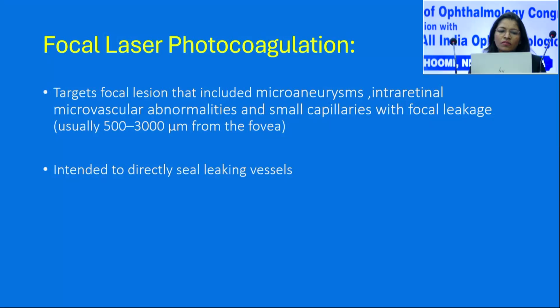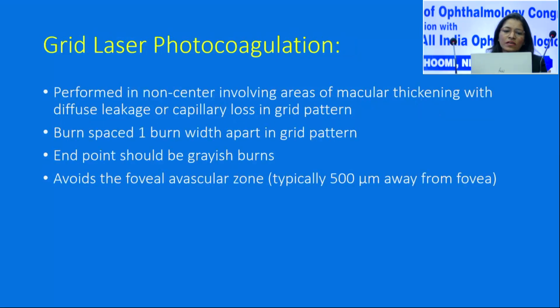Today I'll be talking about focal and grid laser. Focal laser basically targets a focal lesion like microaneurysms, some intraretinal microvascular anomalies, capillary leakage, and focal leakages. It is intended to directly seal the leaking vessels. Grid laser photocoagulation is performed in non-center involving areas of macular thickening with diffuse leakages or some areas of capillary loss.